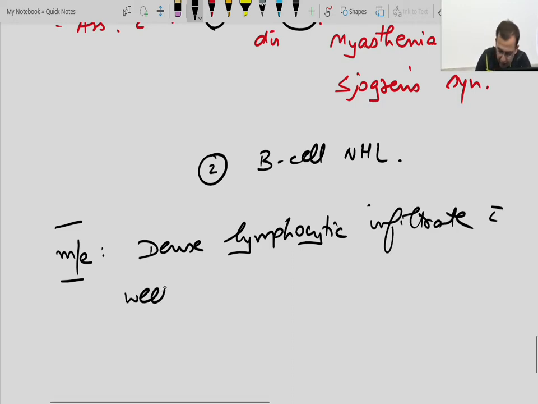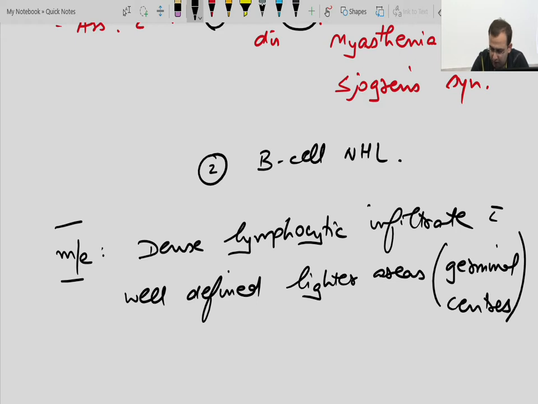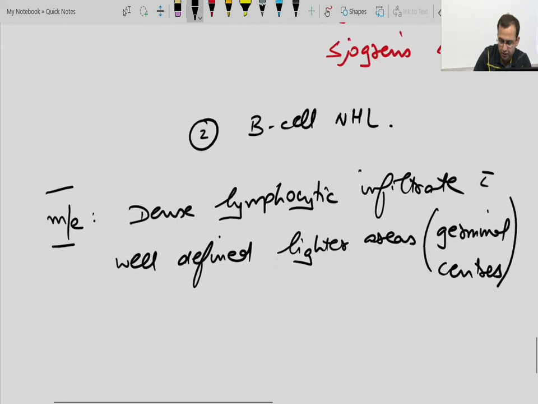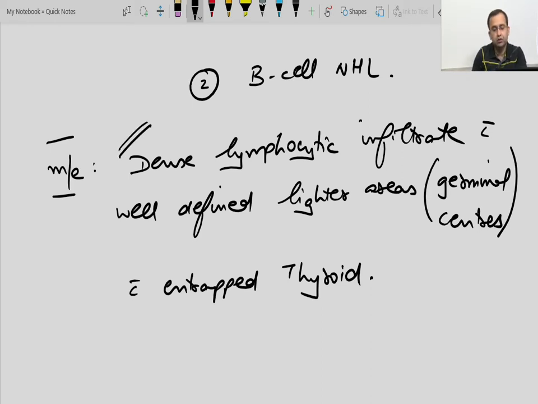With well-defined germinal centers. Dense lymphocytic infiltrate with well-defined lighter areas, and the lighter areas are the germinal centers, with entrapped thyroid. This is Hashimoto's thyroiditis.